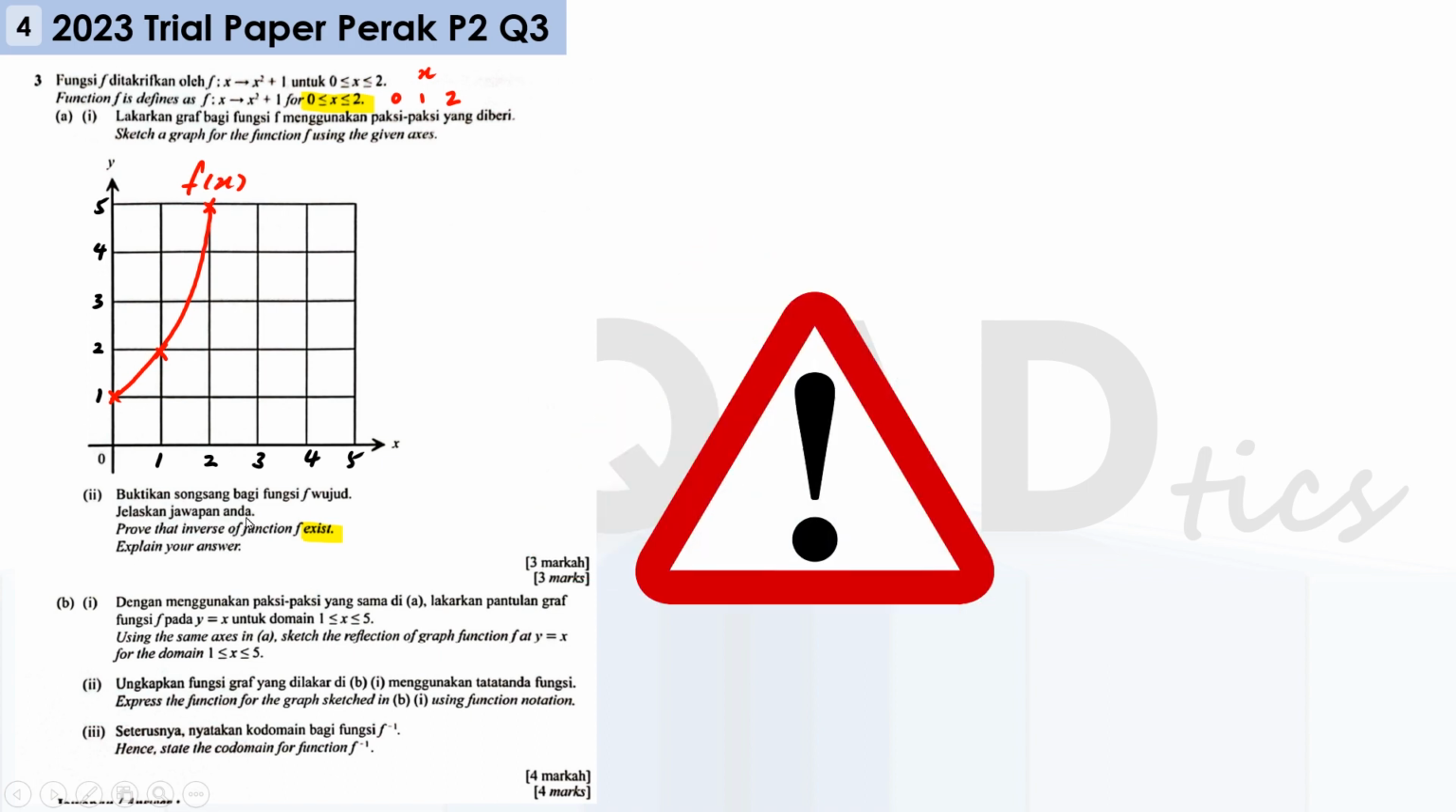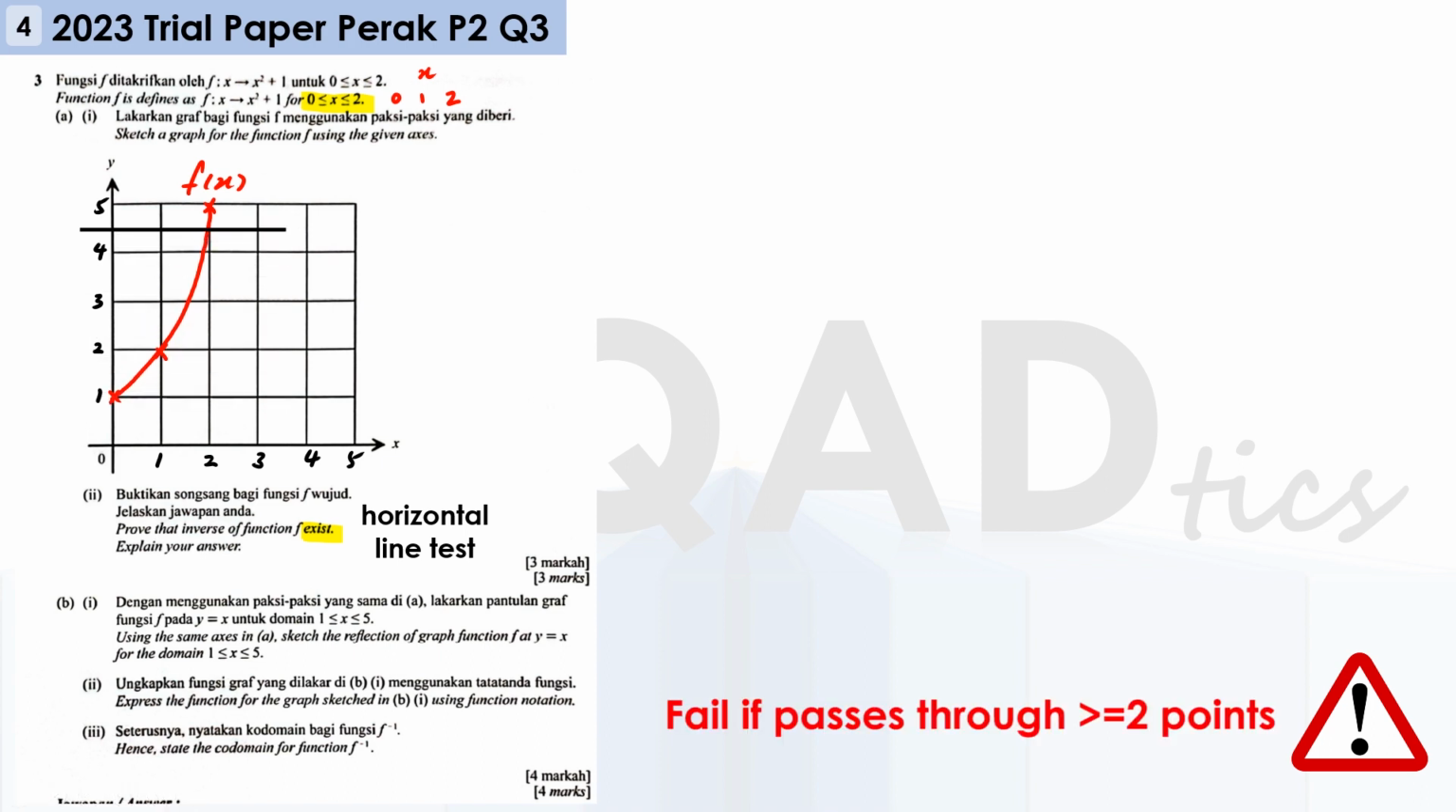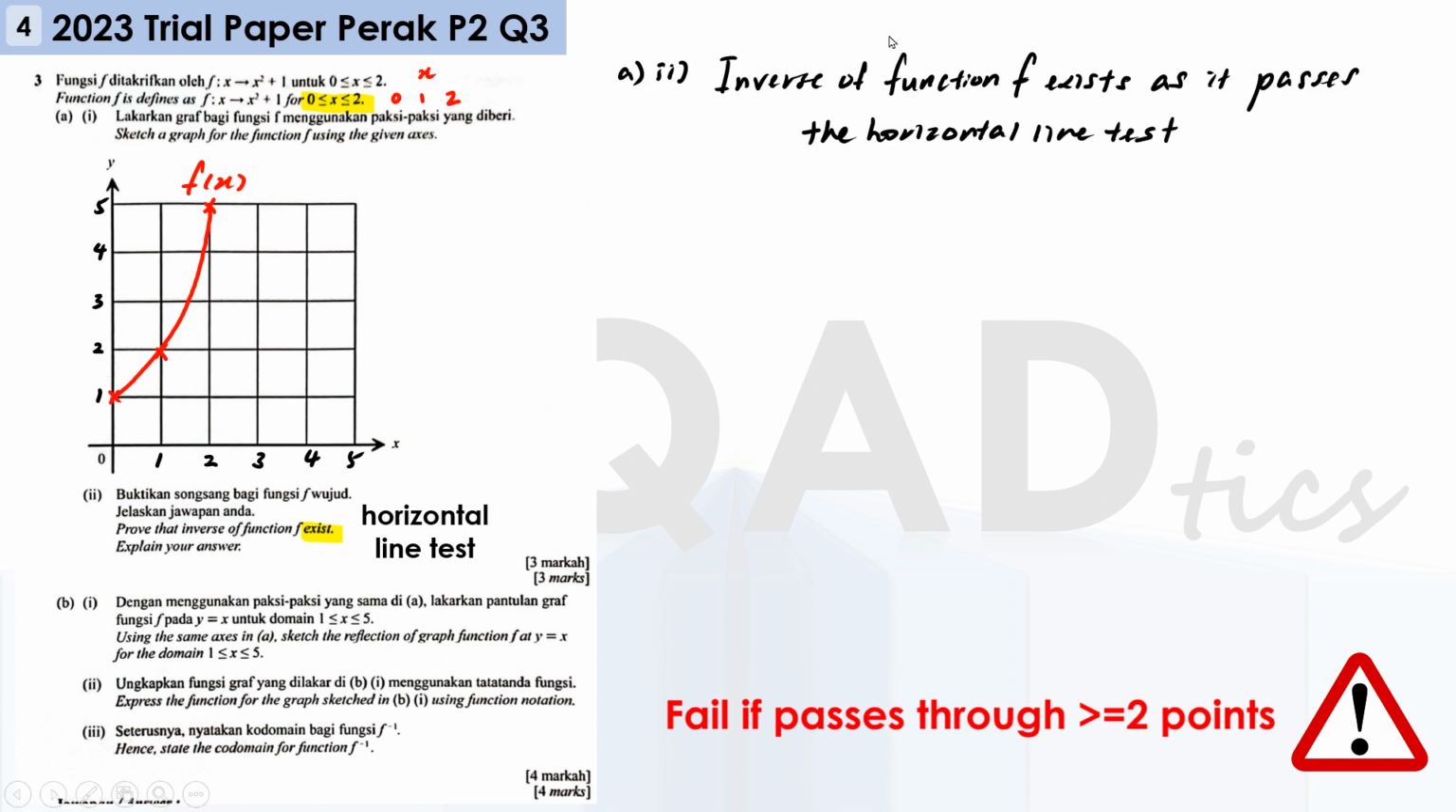Right, part 2, we need to prove whether the inverse of this function exists or not. So to prove inverse functions, we need to use this test, which is the horizontal line test. Okay, so from the previous videos I have said that if this line intersects the function at 2 or more points, it will fail. But as you can see here, it only passes through 1 point, no matter where I draw. Correct? So this means this f of x does have an inverse function. Okay, so we can say that the inverse function of f exists as it passes the horizontal line test.